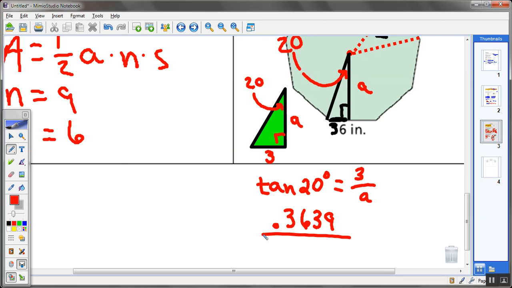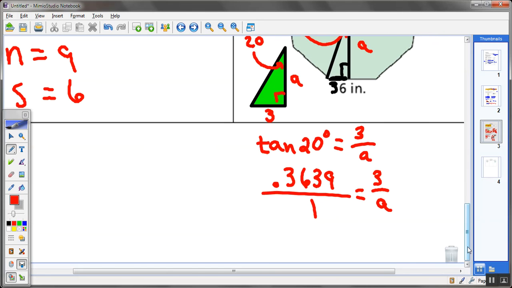We're going to put that over what? We always put those decimal equivalencies over 1. Guys, solve your proportion. Tell me what your apothem is. 8.24? Can I get someone to concur on that? Okay, so my apothem A is equal to 8.24.